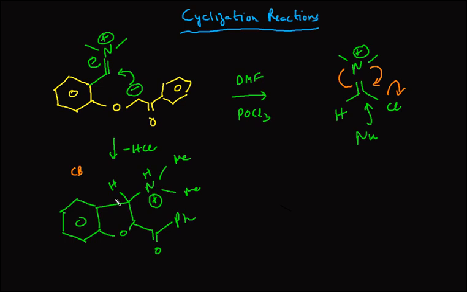Sorry, not this proton, I'm very sorry. It will abstract this proton over here, because this is a leaving group, right? So this proton will be abstracted and this will leave. So finally what you're going to get is a benzofuran. This is the cyclization reaction I was talking about. So you'll get a benzofuran over here, CO phenyl, right? So this will be the product.